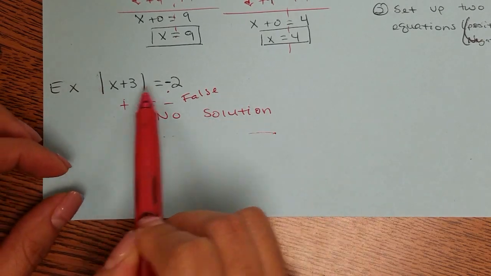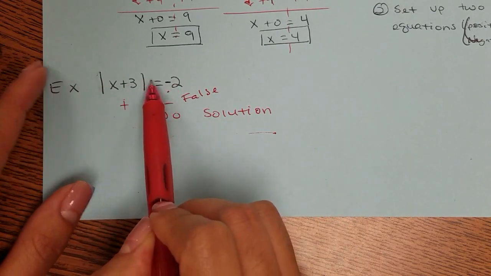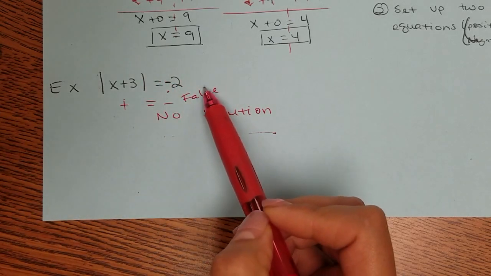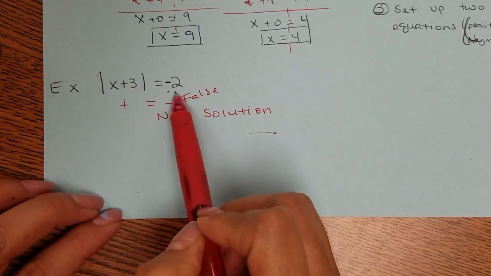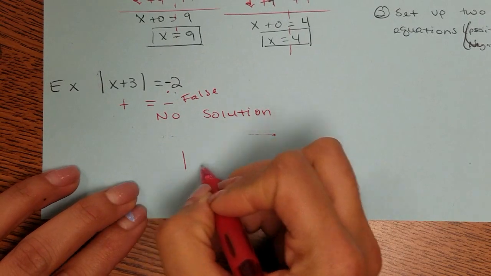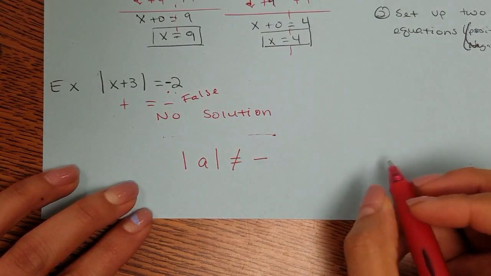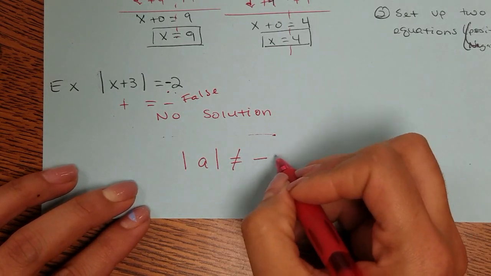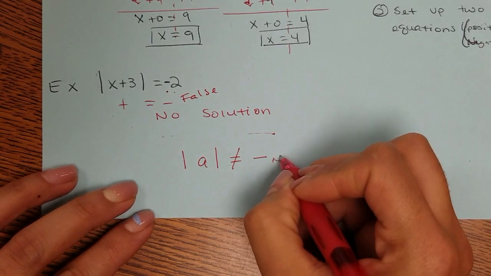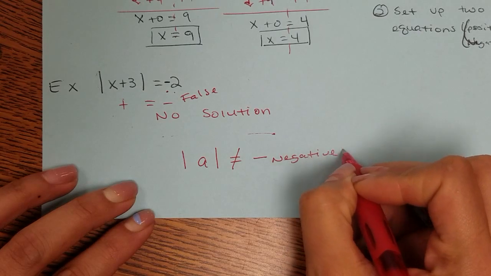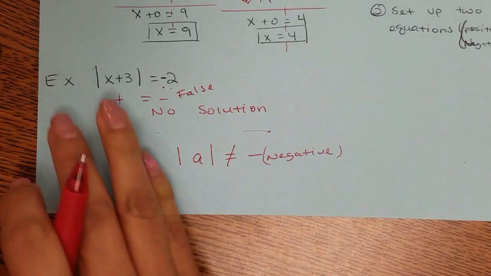Okay, now you need to be careful. If there's stuff on the outside here, then you'd have to simplify it first, but anything that looks like this is going to be false. So the absolute value of something cannot be equal to a negative. Okay? And you'll see more examples like this.